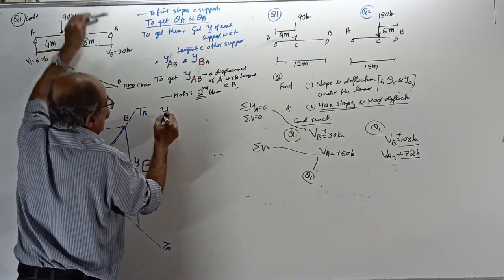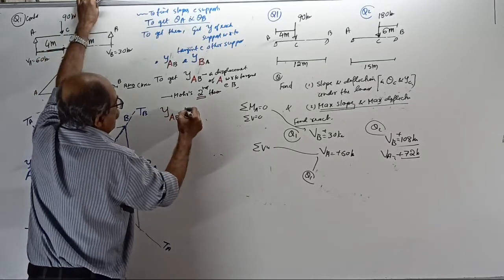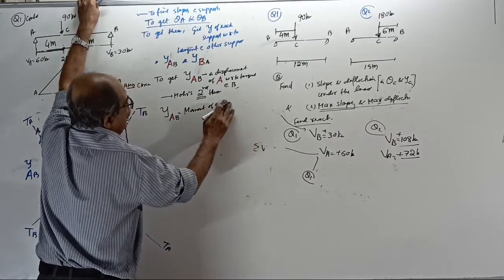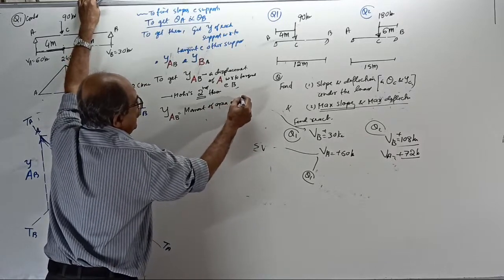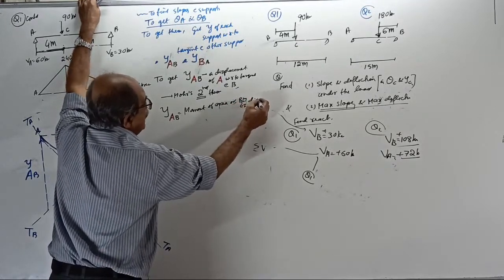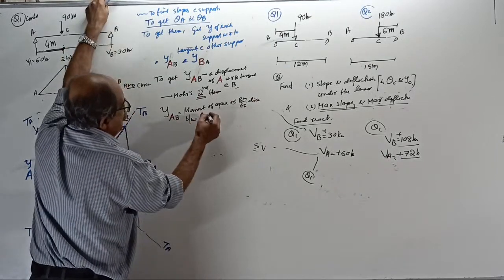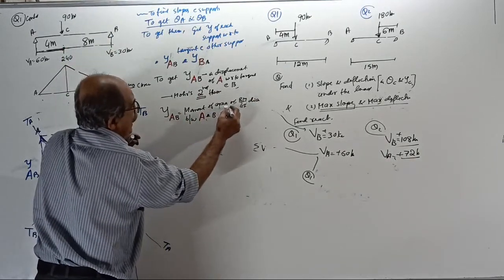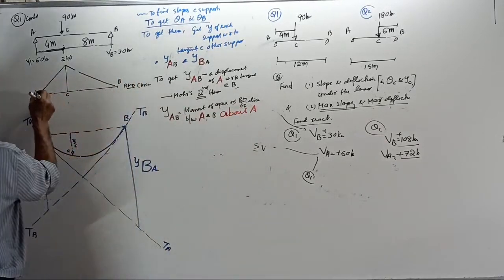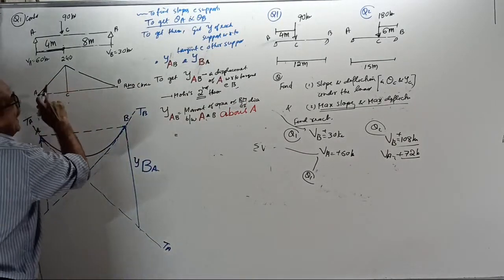So, therefore, y of A with respect to B is the moment of the area of the BM by EI diagram between your point A and B. Very important, about which point? About A. Moment about A, be careful.